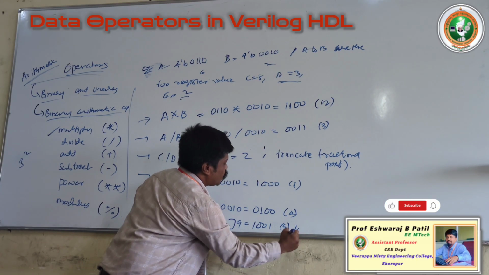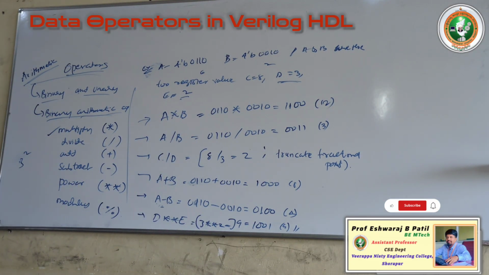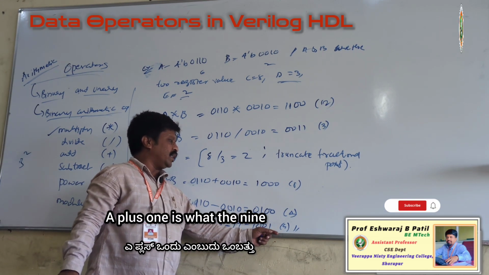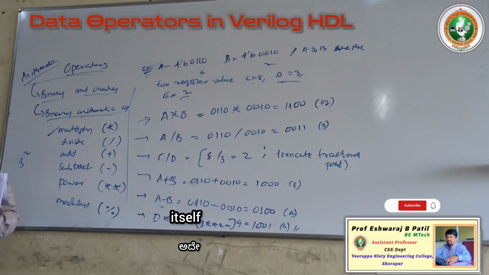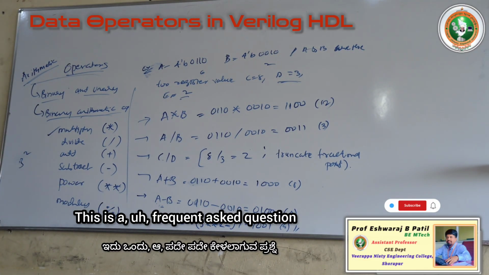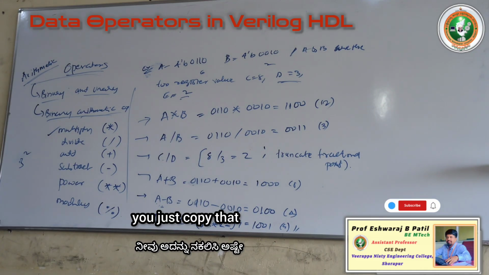This is not the 9 value. You should always mention it in binary form. Whatever value is written, that one should be written in binary, like 1, 0, 0, 1 for 9 itself. Copy this one. This is a frequently asked question, many times asked in the examination, for 10 marks.